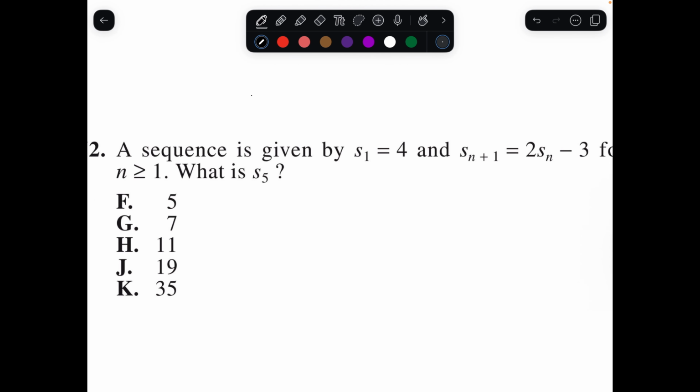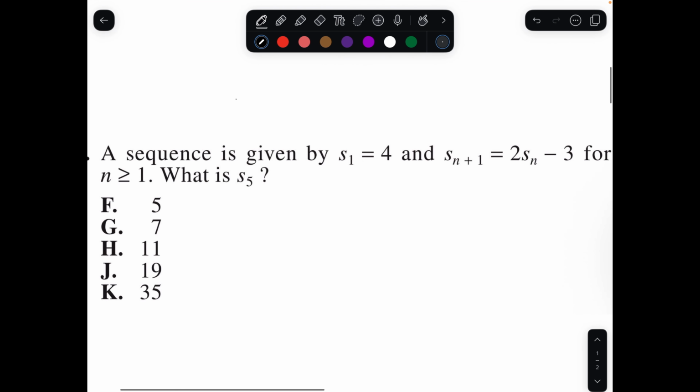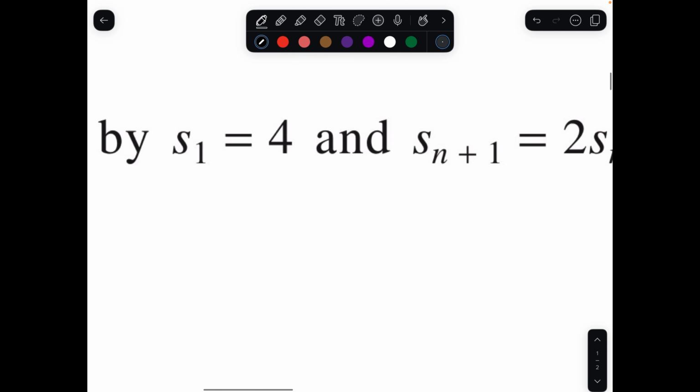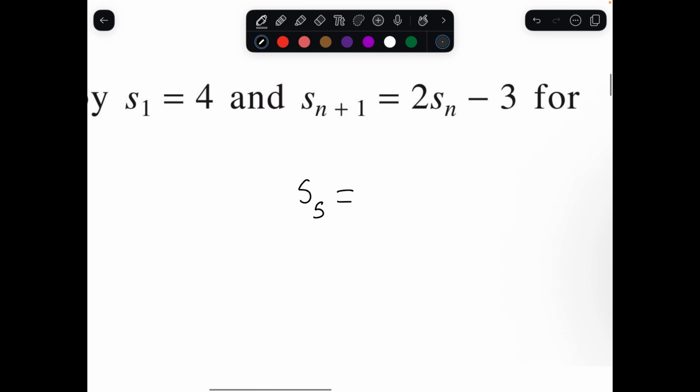So if I had to use this formula, if I wanted to find out s of 5, I would have to plug in 4 for n, because 4 plus 1 is 5. So when I plug in 4 for n, I get S5 equals 2 S4 minus 3. But we don't know what S4 is, right?